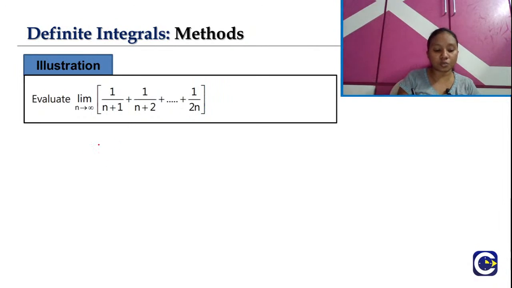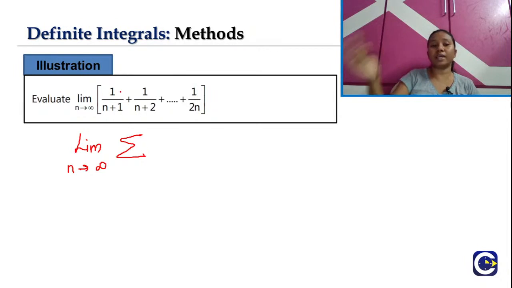So I can write this to be limit n tends to infinity. Right. So this is sum of the terms. So I can add the sigma here because this is 1 by n plus 1, 1 by n plus 2.